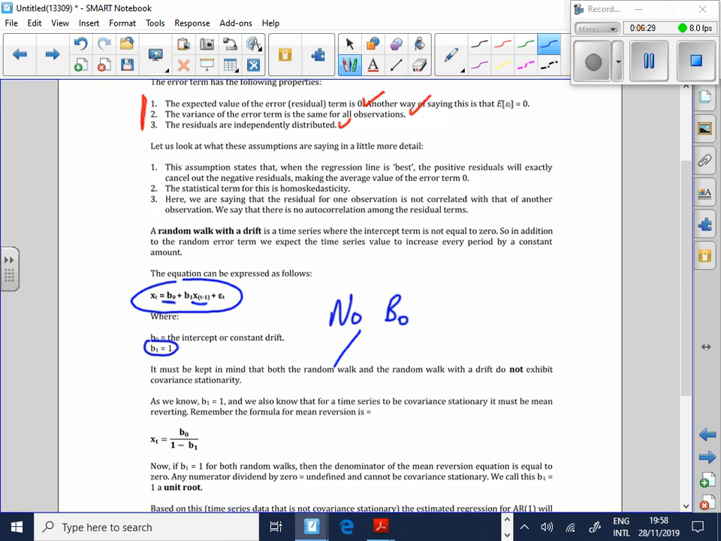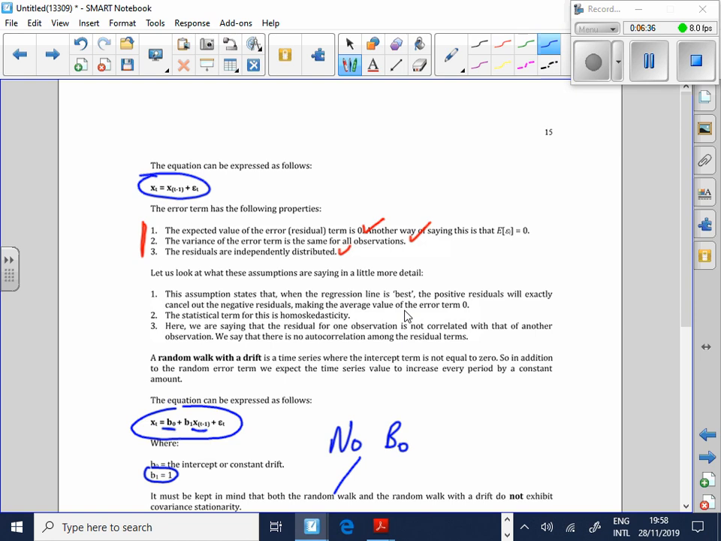Yep, correct. If you really wanted to, Werner, you could express your random walk with a B0 in the equation as well, but what B0 is, is 0. Random walk with a drift assumes that B0 is not 0. That's the only difference. Both of them are assuming what? That it is not covariant stationary, which is a problem. I don't like that.